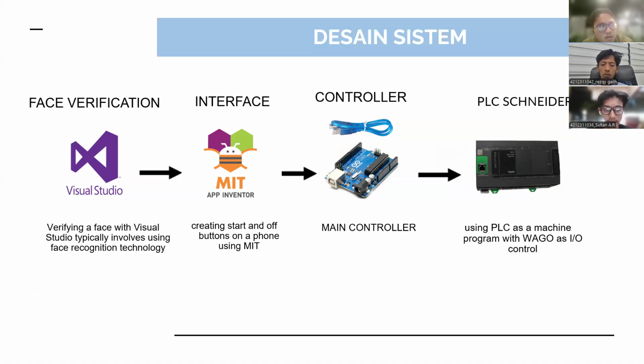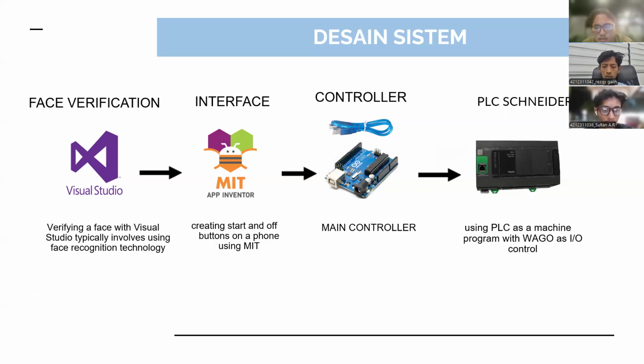And next is the controller, Arduino as the main controller. The Arduino acts as the main controller. It receives commands from the mobile application and processes control signals. The Arduino then communicates these commands to the PLC.